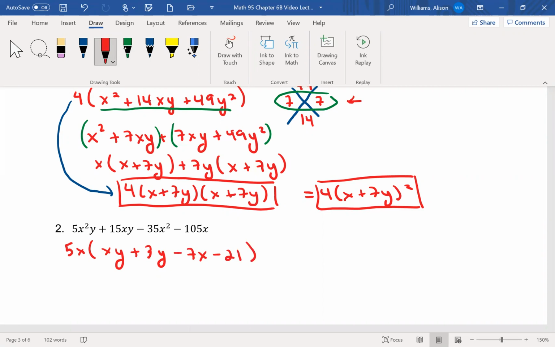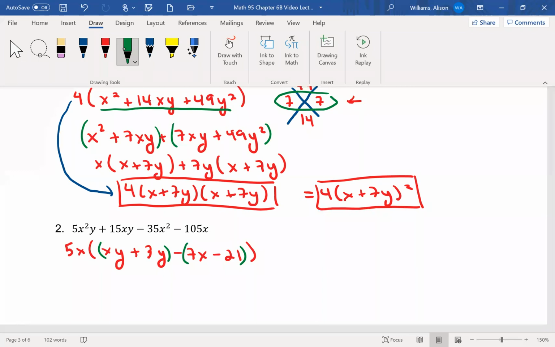So what I'm going to do now, I notice I have 4 terms. So that means I should try grouping. So I'm going to ignore the 5x. I'm just going to focus on what's here in the parentheses, and I'm going to group the first 2 terms and then group the second 2 terms.